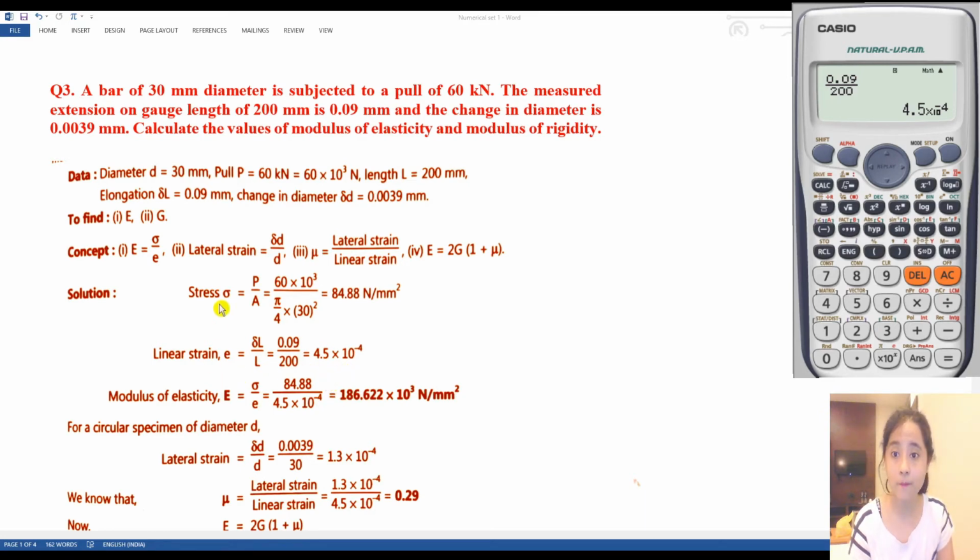So now we have found stress and linear strain also. So now we can find modulus of elasticity E. E will be equal to stress by strain. Stress is 84.88, strain is 4.5 into 10 raised power minus 4. So we will find E. E: stress is 84.88 divided by its strain.